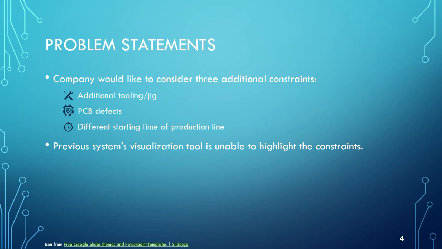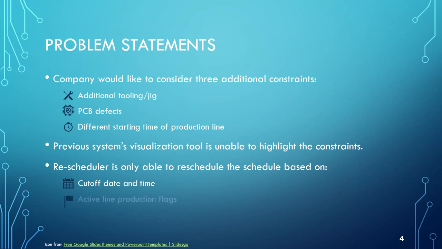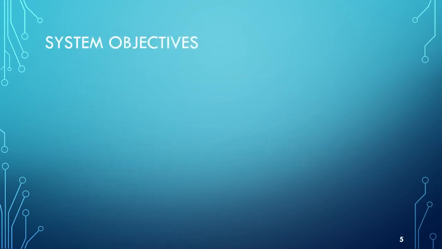Next, the previous system visualization tools are unable to highlight the constraints clearly. Lastly, the rescheduler is only able to reschedule the schedules based on cut-off date and time and active line production flags. The company planners hope that there can be more ways to control how the schedule can be rescheduled. The problem statement will lead to my system objectives.